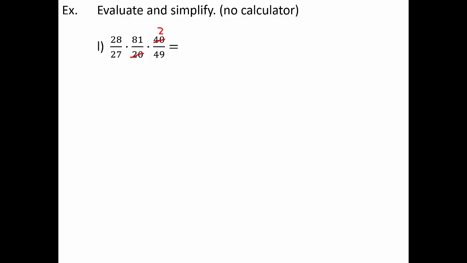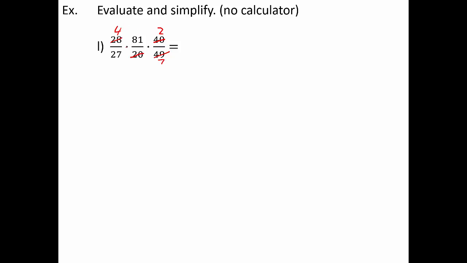Next, I look at the remaining numbers. 27 and 28 have nothing in common, but 28 and 49, they both have a 7 in common. 49 is, of course, 7 squared, so if I divide by 7 and divide by 7, I'm going to be left with 4 over 7. Remember that the 4 is on the top, so don't try to simplify the 4 and the 2.